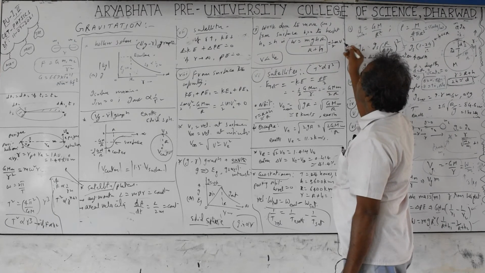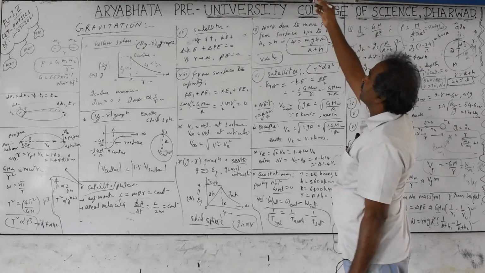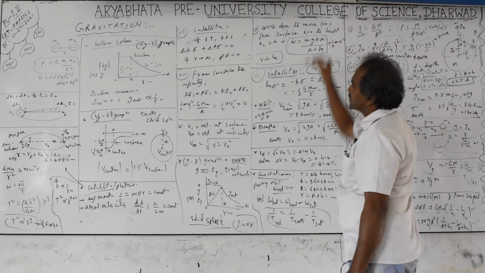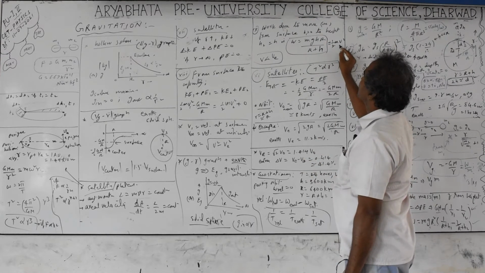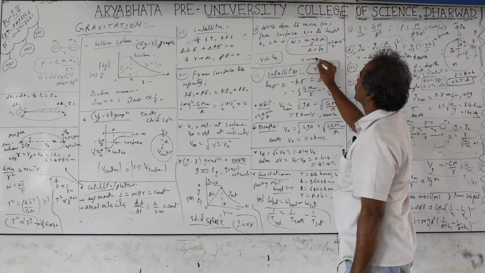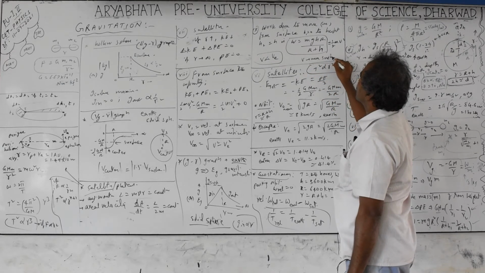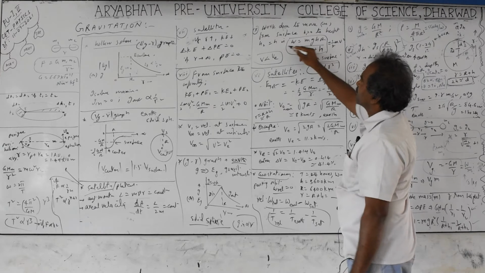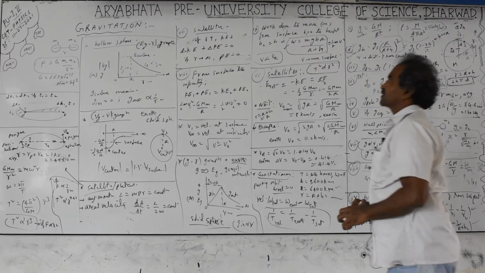You are throwing up, so this is going to be the initial velocity. If you are dropping from some height h, what is the velocity on touching the ground? Half mv square, the velocity near the surface. So this is a very important formula required for the numericals.